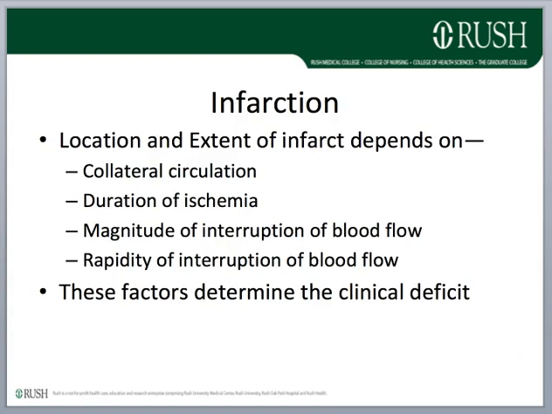When blood flow to a portion of the brain is reduced, the survival of the tissue at risk depends on the presence of collateral circulation, the duration of ischemia, and the magnitude and rapidity of the reduction of flow. These factors determine, in turn, the precise anatomic size and site of the lesion and, consequently, the clinical manifestations of stroke. This should sound eerily familiar to you because it's very similar to the location and extent that determines myocardial infarct.